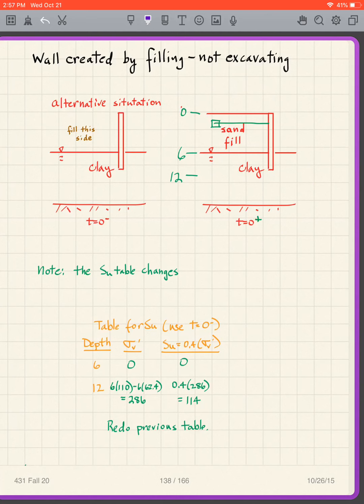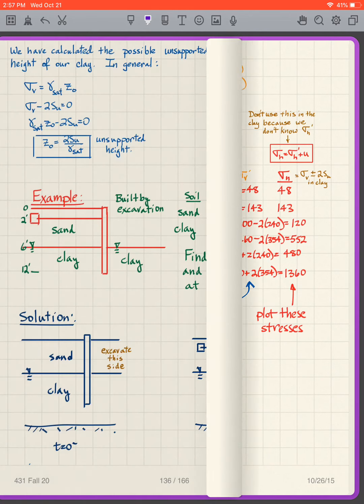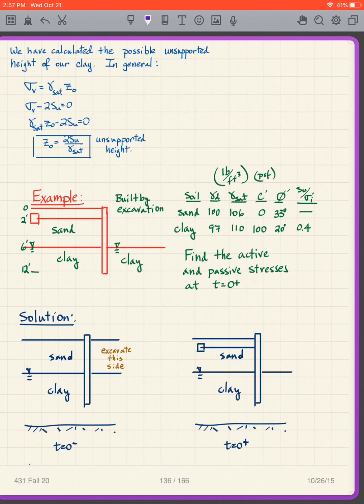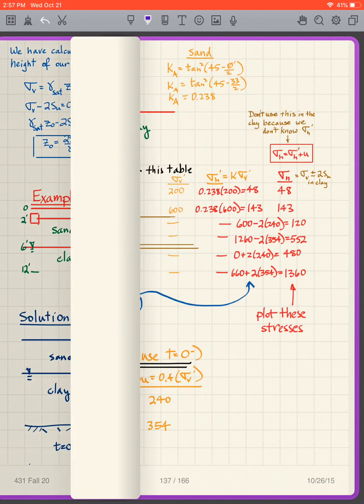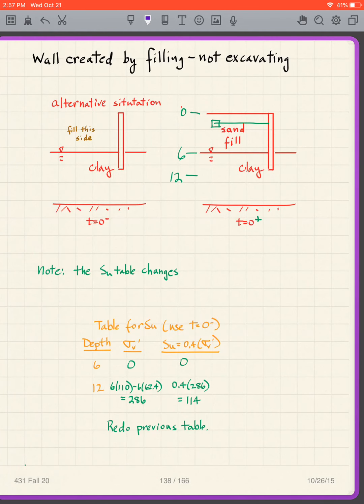Compare now, which is what we had before also. 6 feet of sand, 6 feet of clay. So I have the same result. The end product is the same, but I built the wall in two different ways. For this one, I excavated one side of the wall. The other one, I filled one side of the wall.